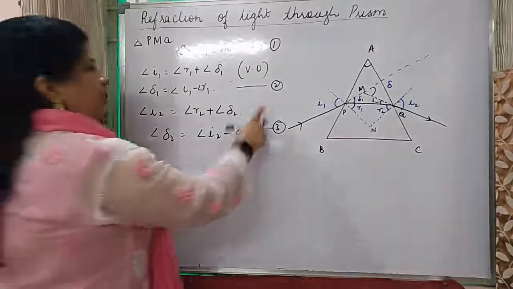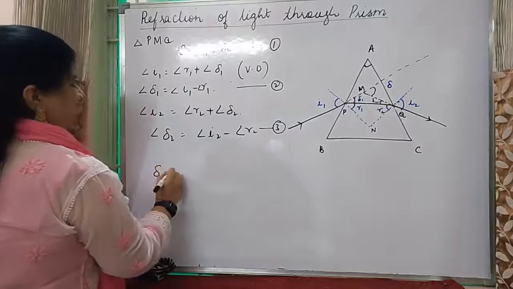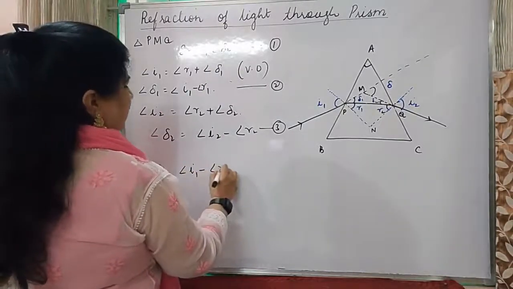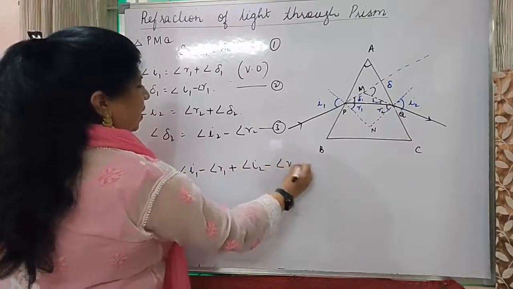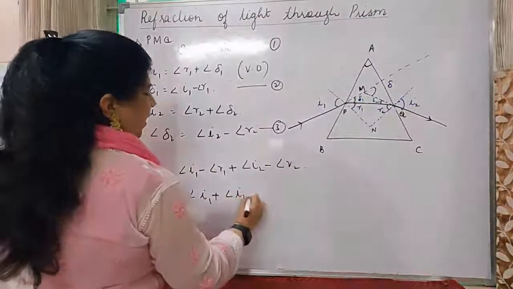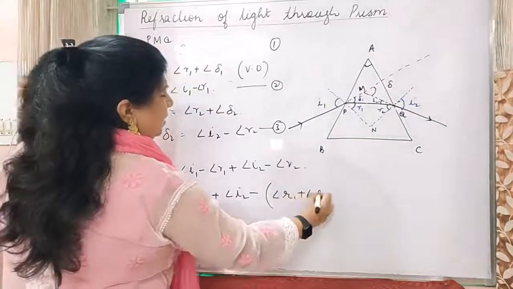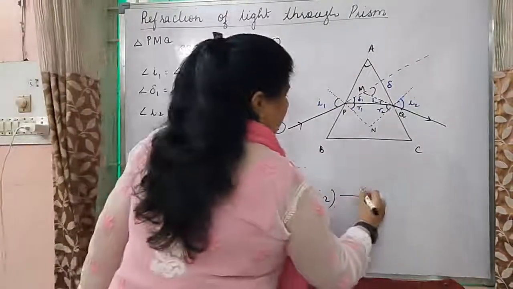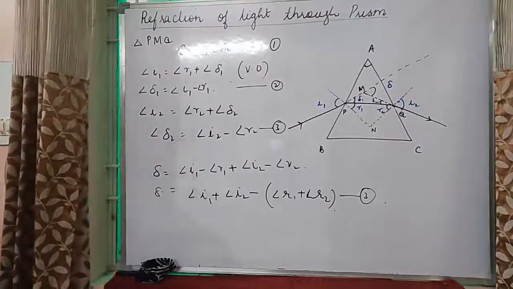So from 2 and 3, keeping the values of delta 1 and delta 2 in this, we get delta is equal to, in place of delta 1 you have put angle I1 minus angle R1 plus angle I2 minus angle R2, which is equal to angle I1 plus angle I2 minus, taking common, angle R1 plus angle R2. This is delta, equation number 3. See? Now we move further.